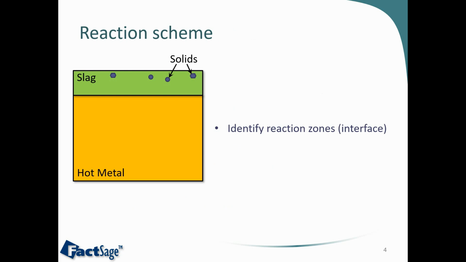Let's look at the reaction scheme for the hot metal desulfurization example. The first task is to identify the reaction zones. They are usually located at interfaces. In our simplified example, the reaction zone is at the interface between the liquid slag and the liquid metal.